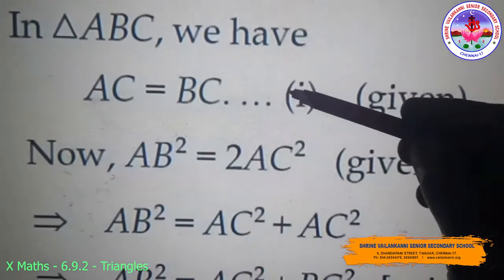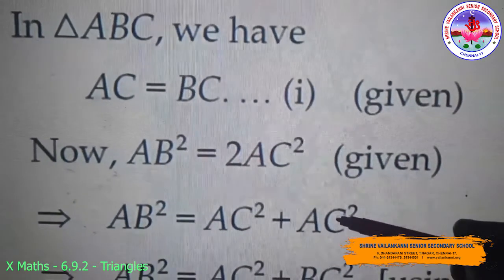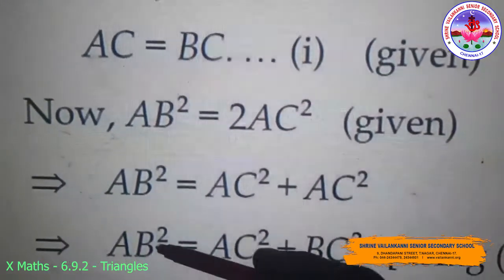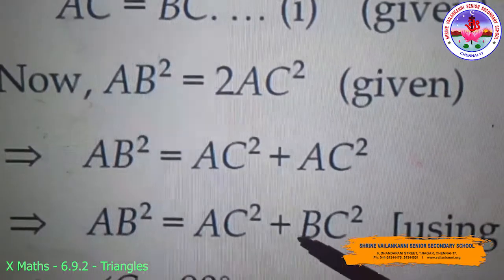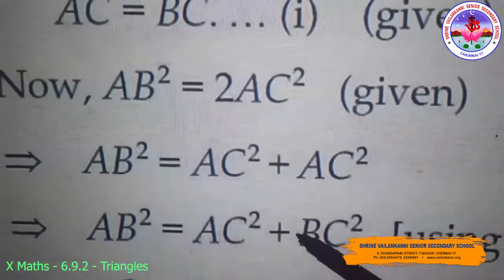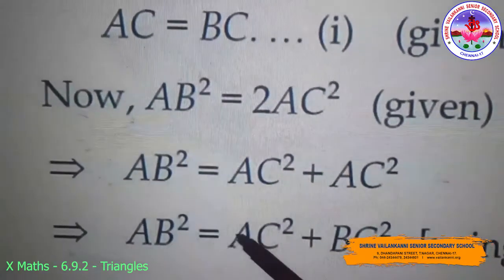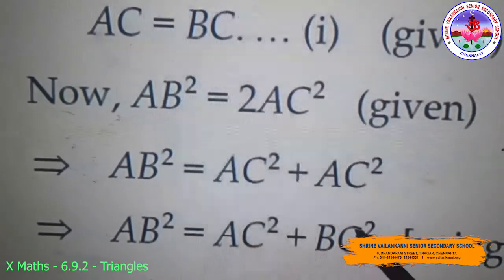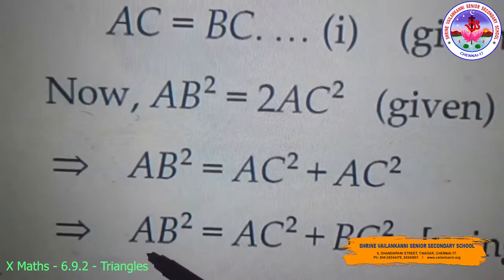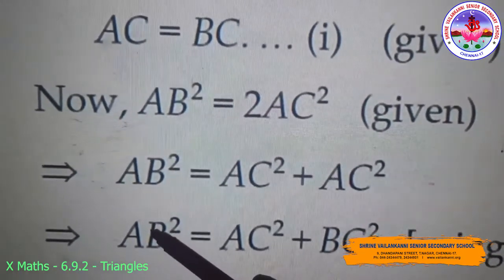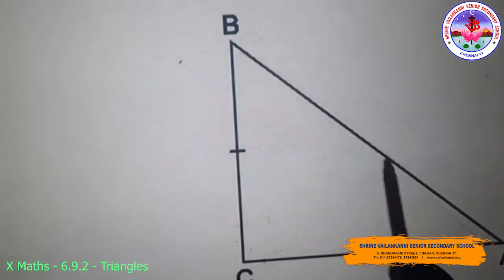Now I am going to substitute equation 1 in equation 2. So I am going to replace this AC with BC. So I will get AB square is equal to AC square plus BC square. So by the converse of Pythagoras theorem, which states that if the square of the first side is equivalent to the sum of the squares of the other two sides, then the angle formed opposite to the first side will be 90 degrees.